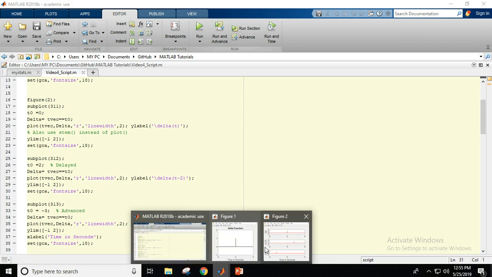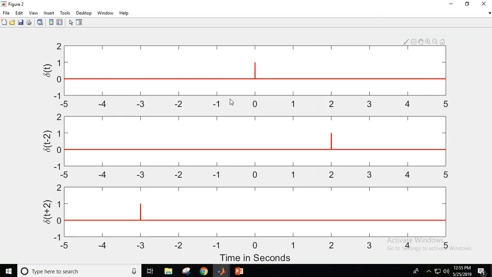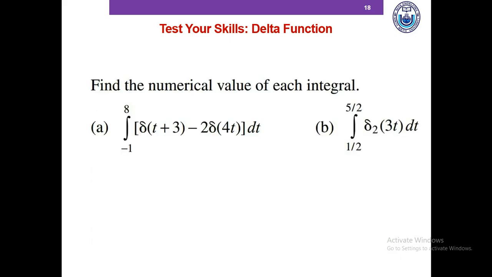So if we run this, we get this plot where you have the impulse function at t equals 0, and this is a delayed impulse function by 2 seconds, and this is an advanced impulse function by 3 seconds. Here's a typo, it should be t plus 3, excuse me. Okay, now please pause this video and try to solve this problem, and then we'll match our answers.